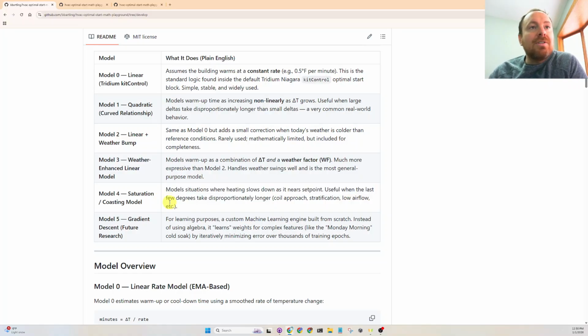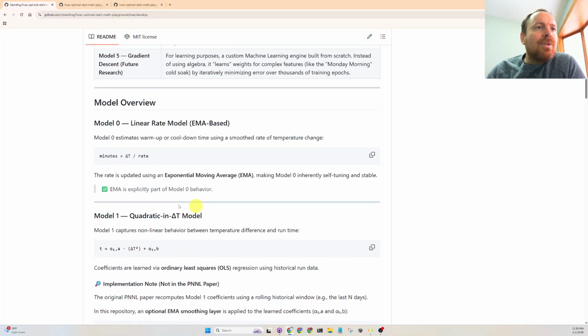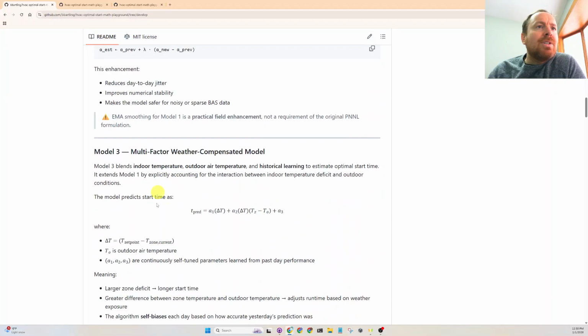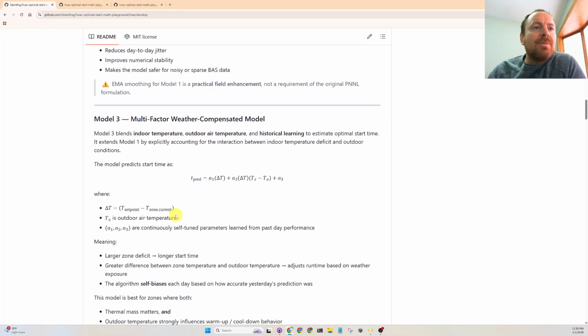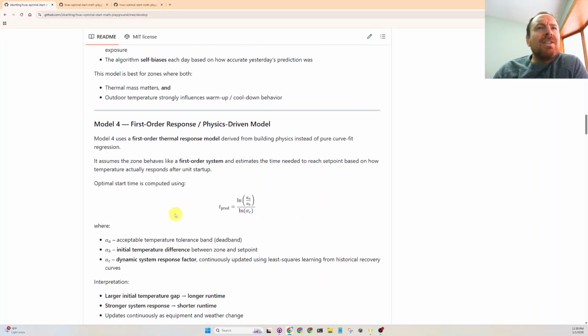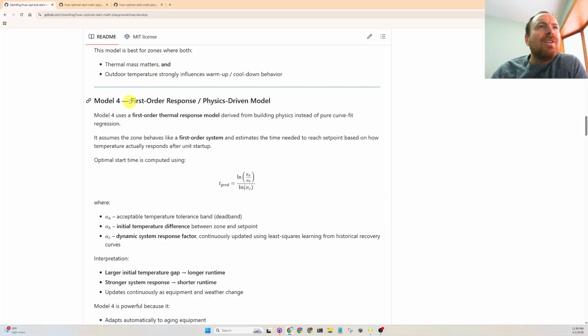Like I've said before, this is mechanical engineering theory for the mathematical models to optimize HVAC start. And we've been going through these couple different model equations. The last one we did was a little bit more complicated, requiring some linear algebra. And then this one is a first order response physics driven model. I actually don't know much about this, so I'm kind of going into this a little blind. The other ones I studied a little bit ahead of time, so let's see how hard this one is.